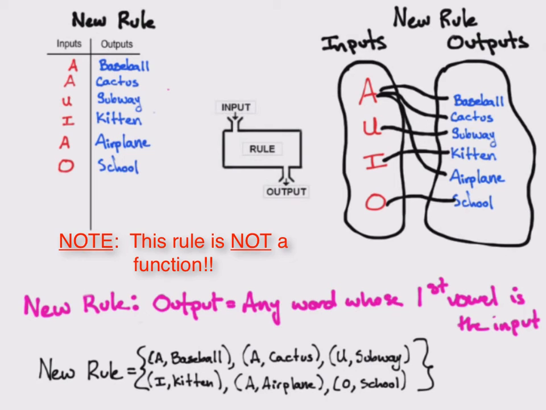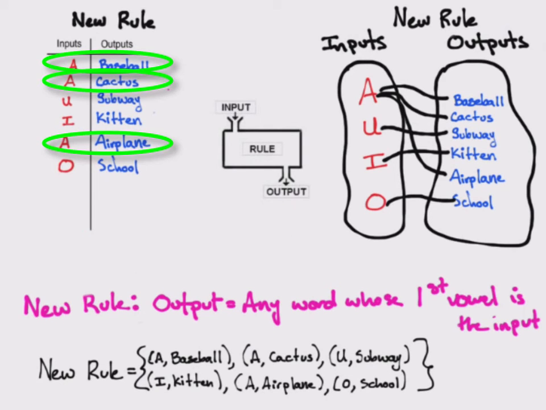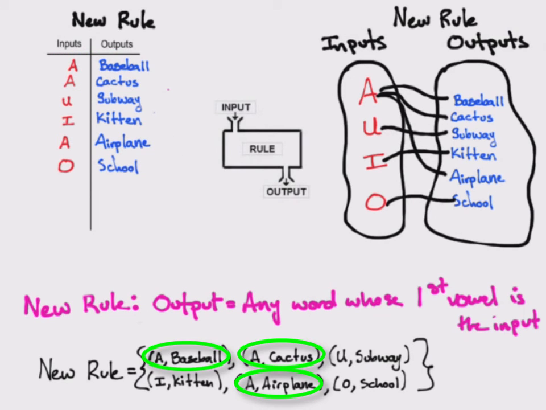You can see it as well in our table of values that A is an input 3 times with 3 different outputs. And in our ordered pairs, there are 3 ordered pairs whose first entry is A, meaning that the input A has 3 different outputs. So in this case, not a function.